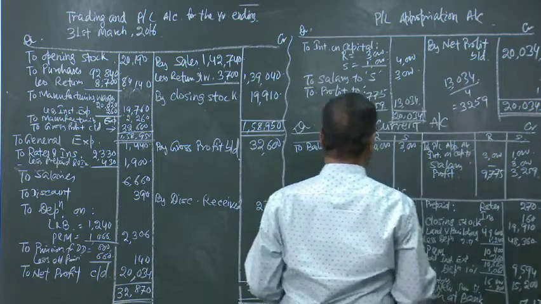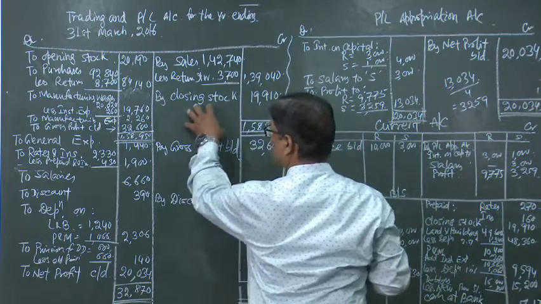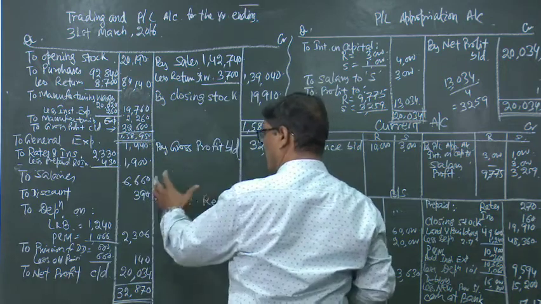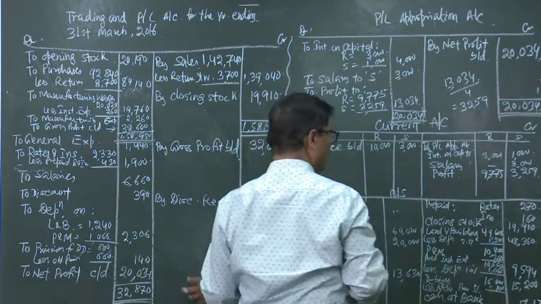Then we can write. This is over. First of all, the trading account was over. We have found out the gross profit. Gross profit was brought down and we have taken other expenses. In this, the net profit is coming to 20,034.